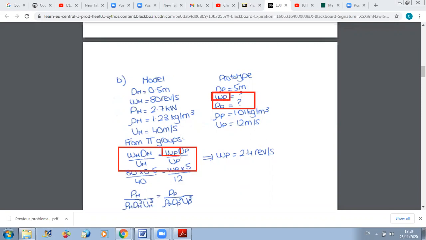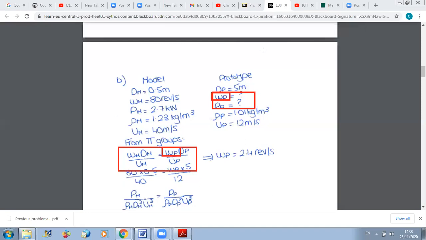I can get it. If you want, no need to convert units, but I want to tell you, if you use omega in revolution per second for the model, it will be in revolution per second for the prototype. If you use it in rotation per minute for the model, it will be in rotation per minute for the prototype. So just pay attention to have the same units for omega, for d, and for u also. Okay.